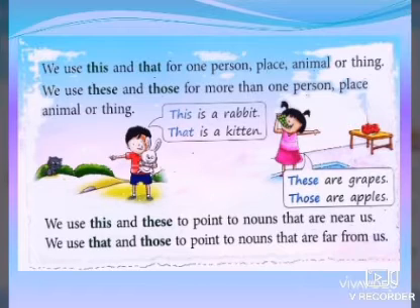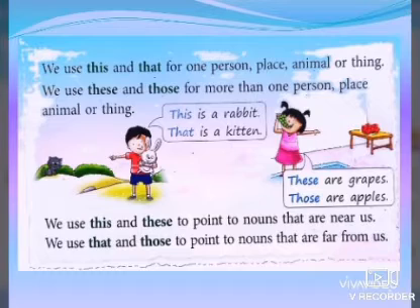Now let's look at the given example. You can see in the picture there is a boy in a red t-shirt. What does he say? This is a rabbit. You can see the rabbit in his hand. It is near to him. So this is a rabbit. And the other is that. That is a kitten. You can see in the picture the kitten is far away from him, and it is singular. So he says that is a kitten.